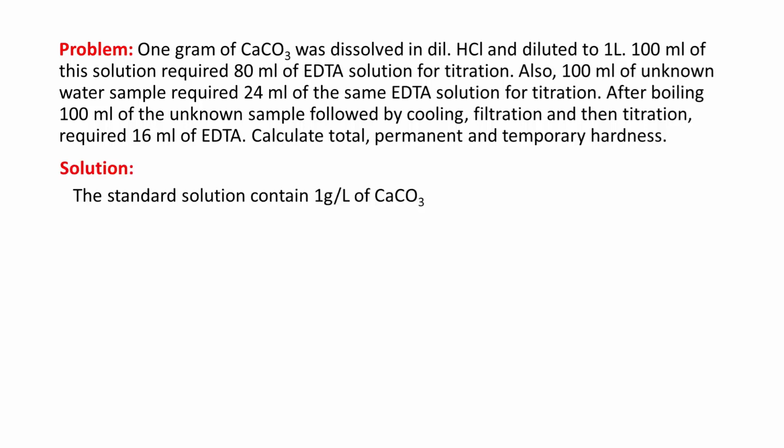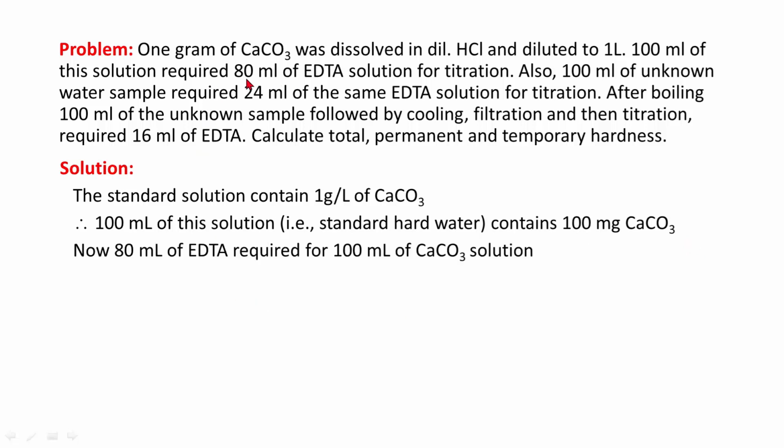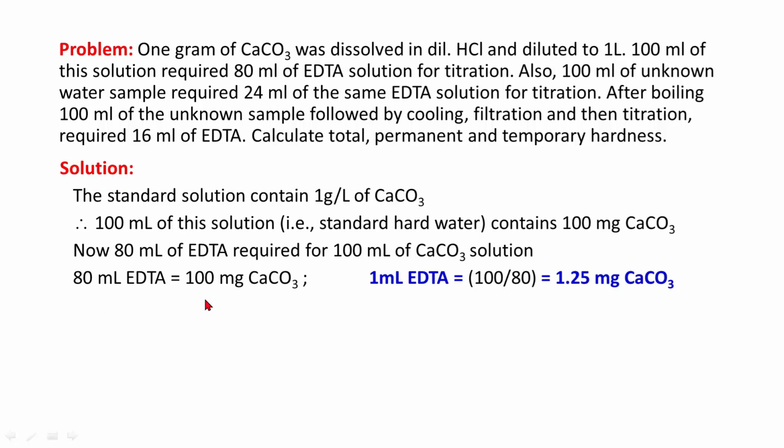Solution: the standard solution contains 1 gram per liter of calcium carbonate. 1 gram of calcium carbonate is dissolved in 1 liter. Therefore, 100 ml of this solution contains 100 milligram of calcium carbonate. Now we see that 80 ml of EDTA requires 100 ml of calcium carbonate solution. Therefore, 80 ml EDTA is equal to 100 milligram of calcium carbonate. From this we can find that 1 ml of EDTA is equal to 1.25 milligram of calcium carbonate.